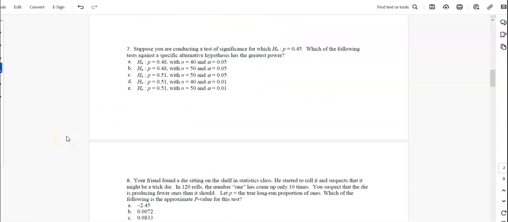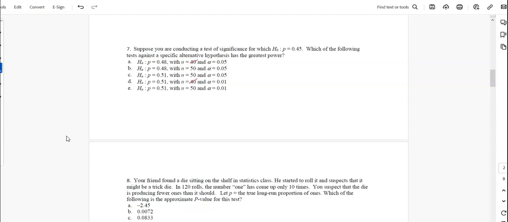Suppose you are conducting a test of significance, in which the null is 45%. Which of the following tests of a specific alternate hypothesis has the greatest power? Okay, so let's think about some of the things that make us have more power. If we take a larger sample size, that's going to give us more power. So that goes away. 50 is the larger sample size.